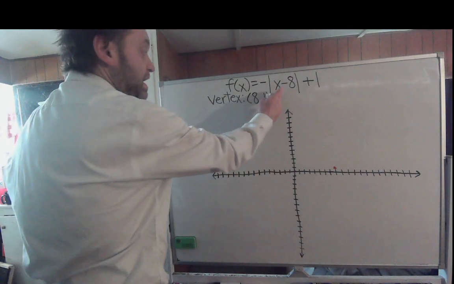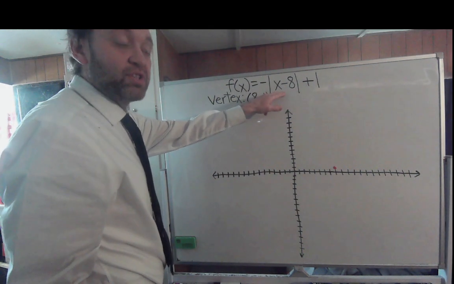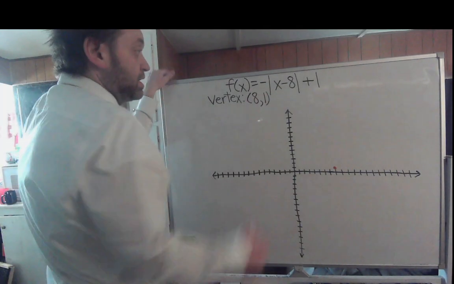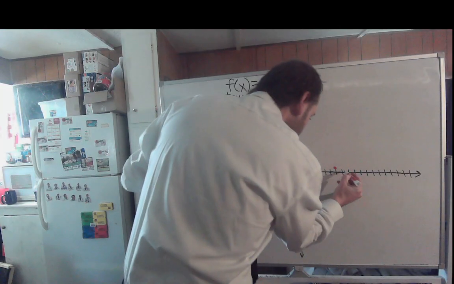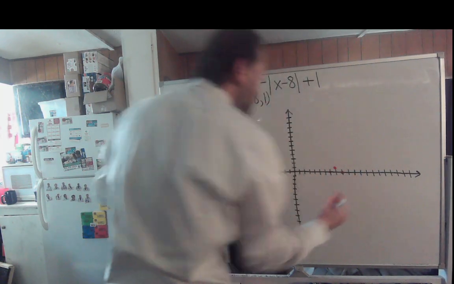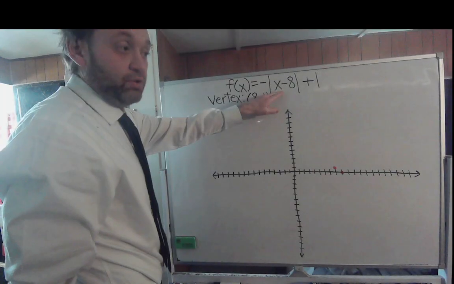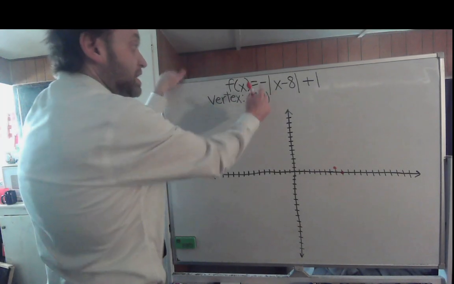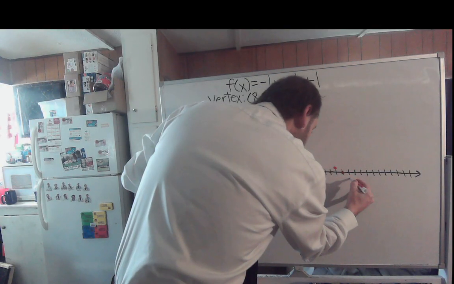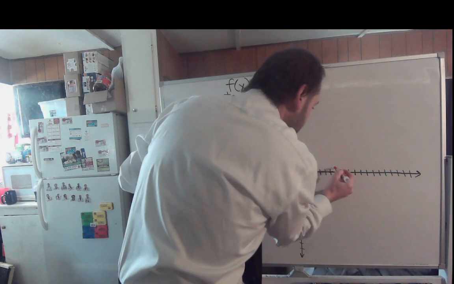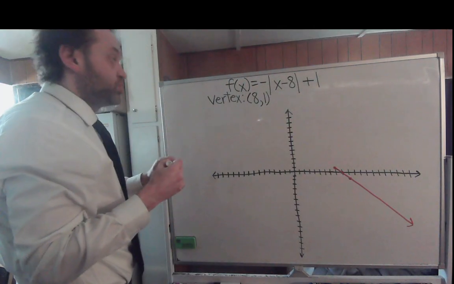Let's say I put in 9. If I put in 9 for x, 9 minus 8, that's 1. The absolute value of 1 is 1. Negative of that's negative 1. So negative 1 plus 1 is 0. I'll end up getting the point 9, 0. Now if I put in 10 for x, 10 minus 8 is 2. The absolute value of 2 is 2. Negate that, you'll get negative 2 plus 1. That would give you negative 1 for your y value. So you'll have the point 10, negative 1. Go ahead and graph this side of the absolute value function.